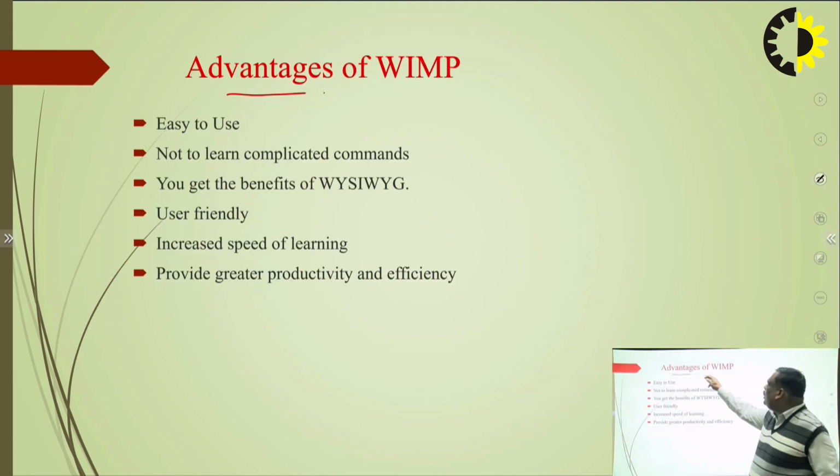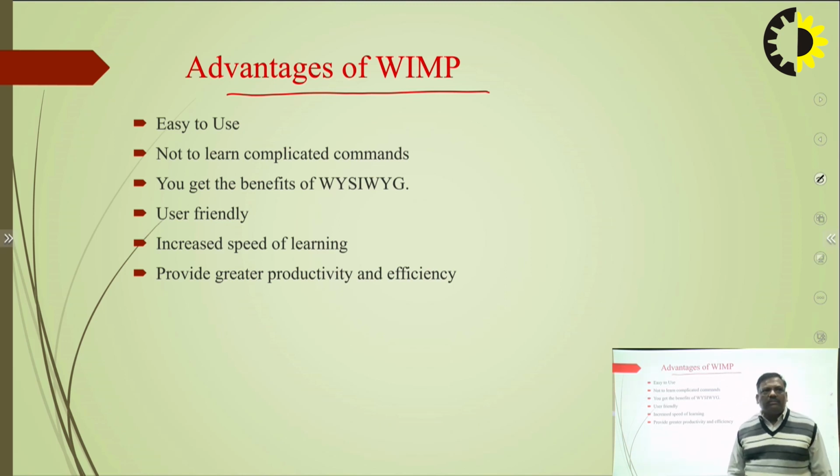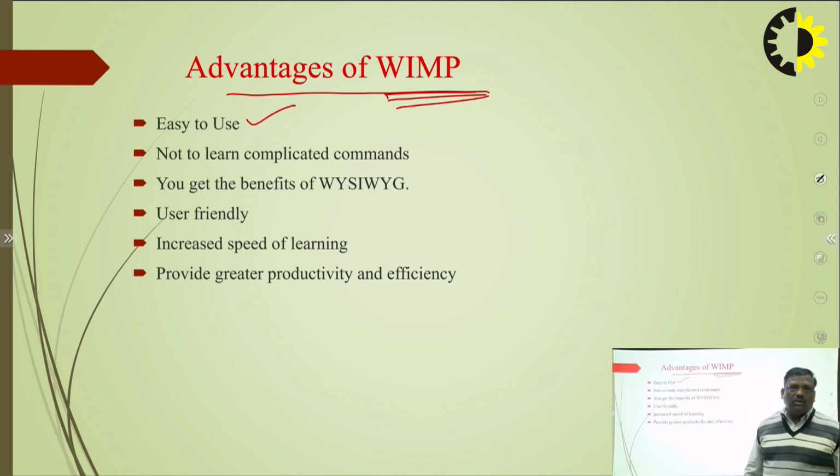Advantages of WIMP. Why is it so popular? Because when we use a GUI system, these are the most popular things. It is easy to use. The user does not require much technical knowledge. See the icon, understand the icon's meaning, and perform the actions. Not learn more commands like MD, CD, exit. A simple icon is present on the screen, click it and get the action.